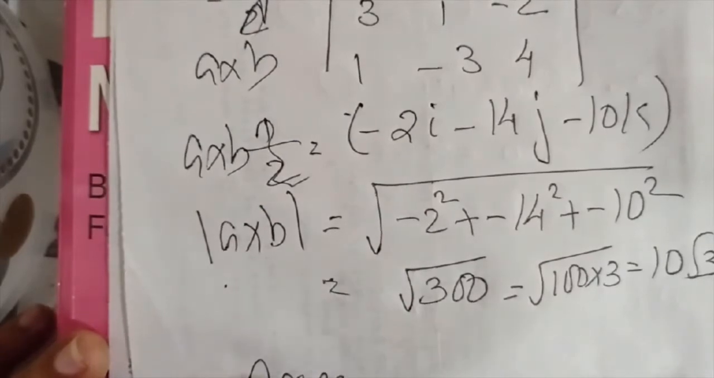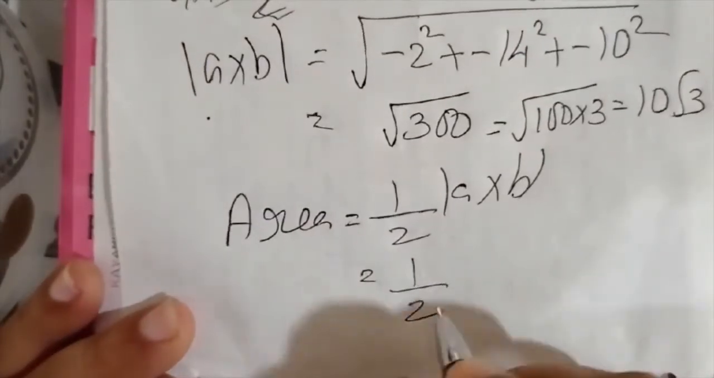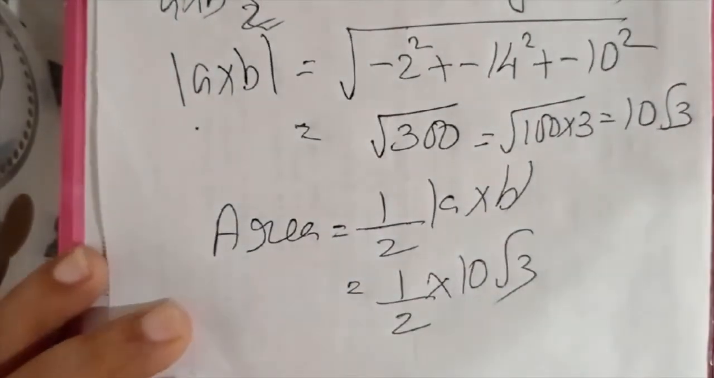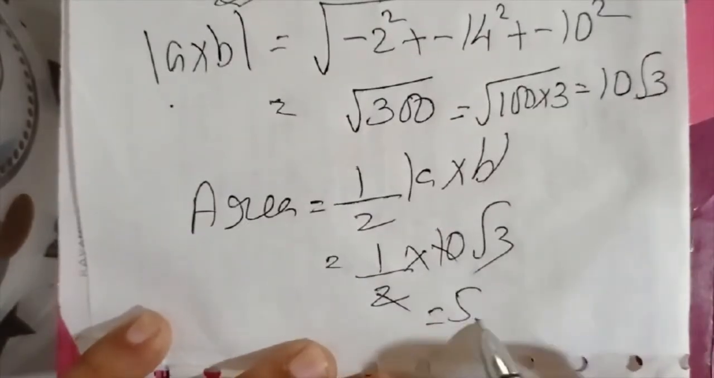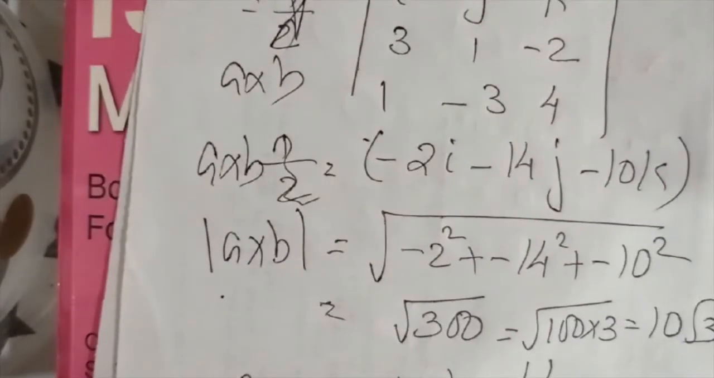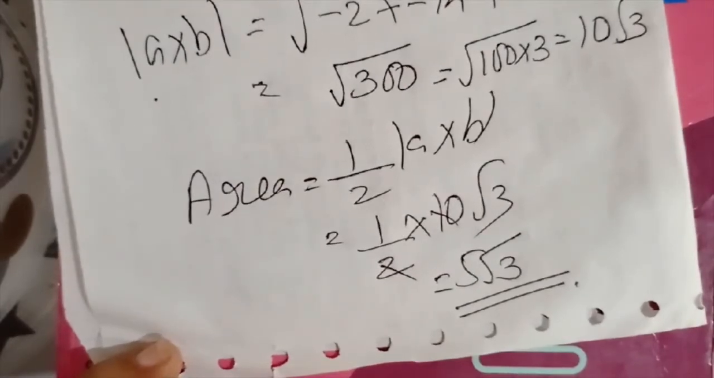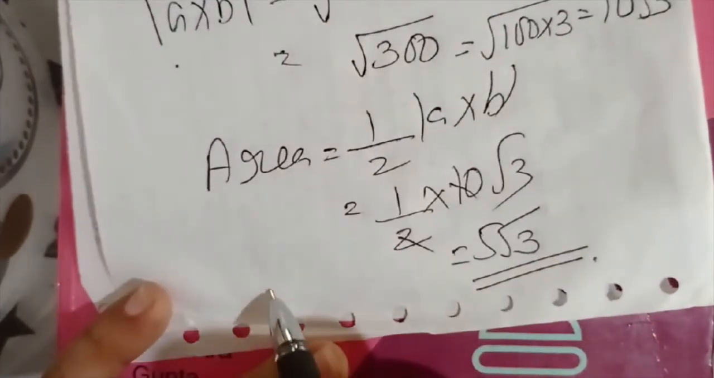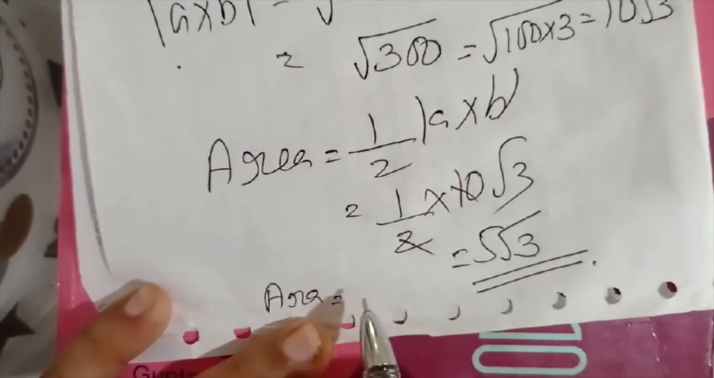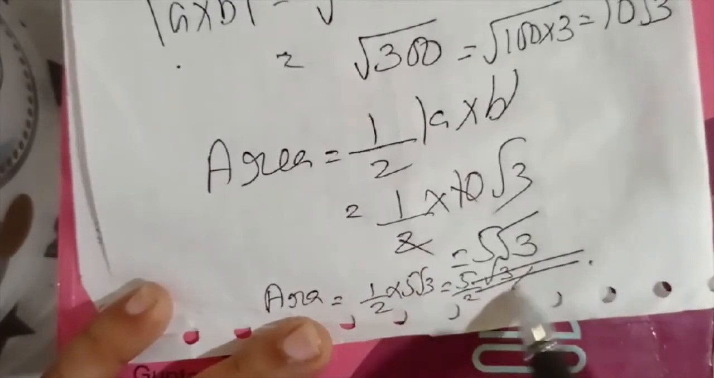Here area is half mod A cross B, that is half into 10 root 3. Therefore, the final answer is 5 root 3. First one, if the sides are given, mod A cross B. If the diagonals are given, half mod A cross B. Suppose your question is find the area of the triangle. If the diagonals are given, again find half of 5 root 3. That is 5 by 2 root 3.